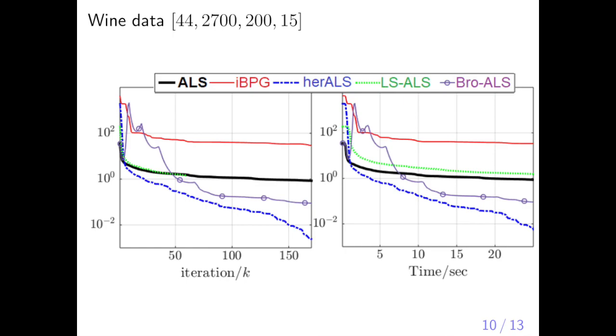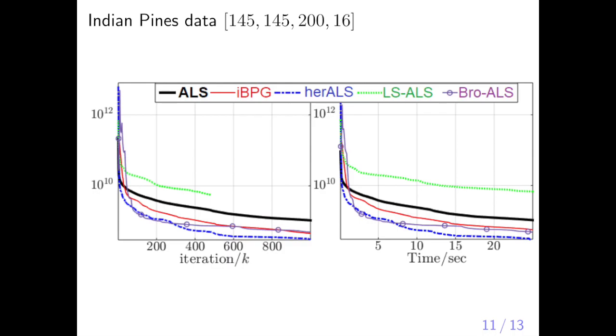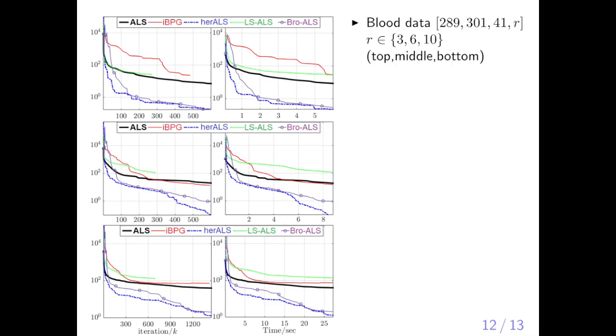Next, we give the result on real data. First, we have the Y data. This data has a property that the condition number is quite large, and therefore we can see that 3 of the algorithms have a very flat curve, and only 2 of them can escape from the swamp. Now we look at the Indian pine data. We have a similar result. HER ALS achieved a very good convergence result, but also IPPG and Bro ALS. Again, because the line search is expensive, LS-ALS is slow.